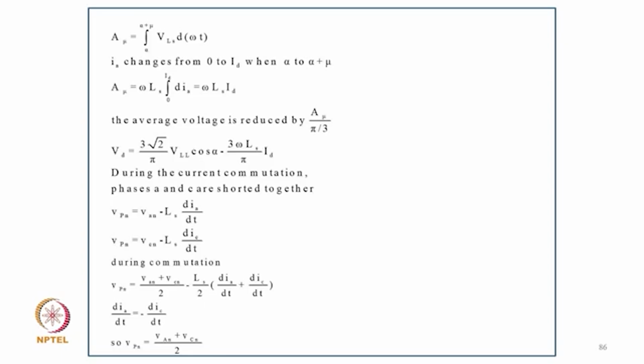The average voltage is reduced by Au by pi by 3. So Vd equals 3 root 2 upon pi VL cos alpha minus 3 omega Ls upon pi into Id. During the current commutation, phases A and C are shorted together. So Vpn equals Va minus Ls dia upon dt, Vpn equals Vc minus Ls dic upon dt, and during commutation Vpn equals (Va plus Vc) by 2 minus Ls upon 2 (dia upon dt plus dic upon dt), that is dia upon dt equals minus dic upon dt. So Vpn equals (Va plus Vc) by 2.